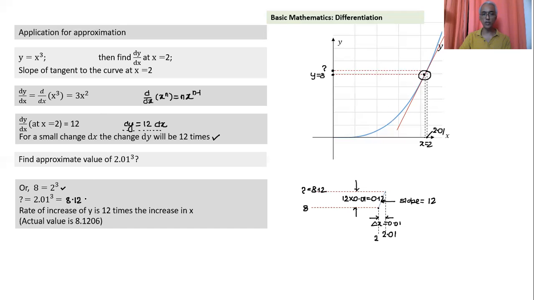And we have arrived at this value without actually using the cube. We have not multiplied 2.01 three times, 2.01 into 2.01 into 2.01. By a very simple mathematical calculation, we approximated this value. If we actually calculate using a calculator, the actual value is 8.1206. You notice that this approximation is very close to the actual value, and that's the power of derivative. For a small change, it gives you the rate of change, and that's a useful application.